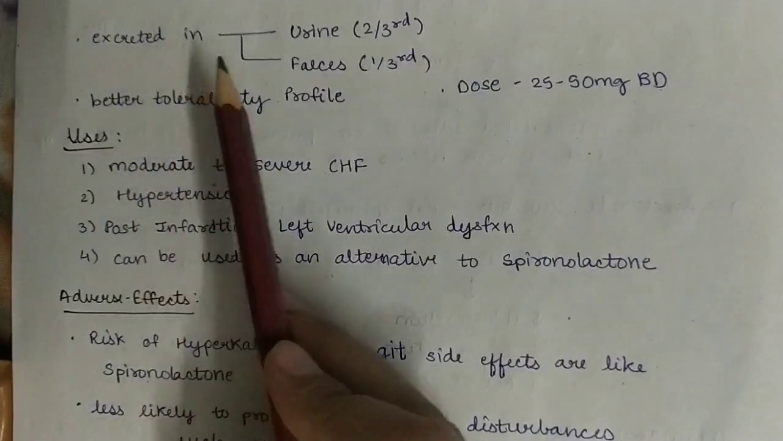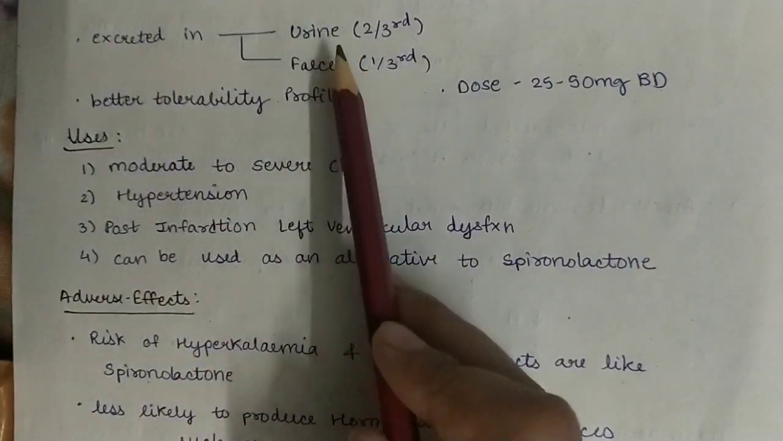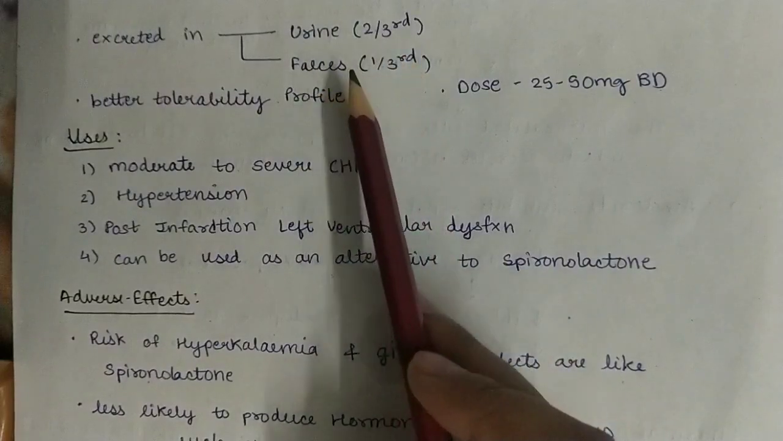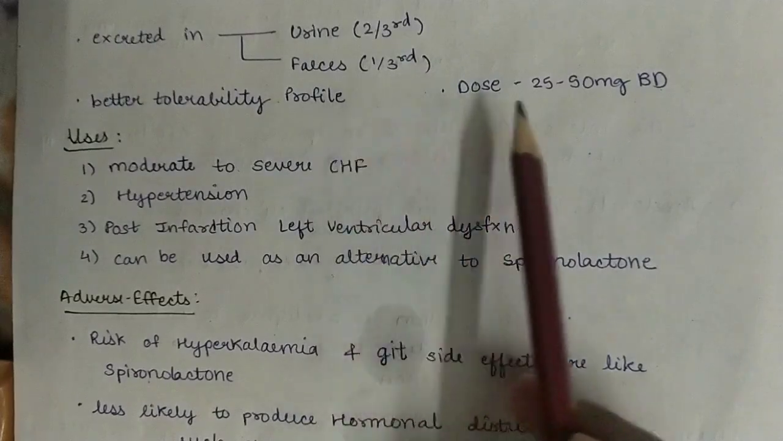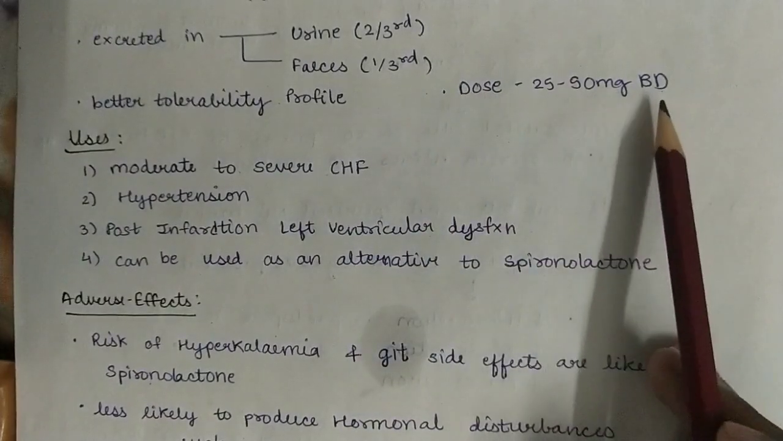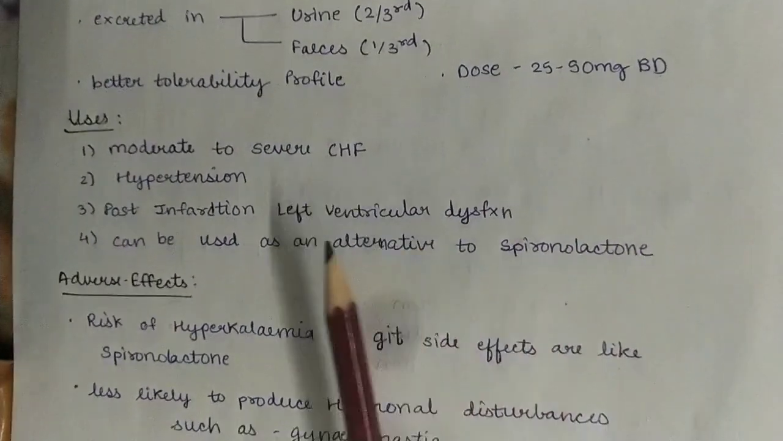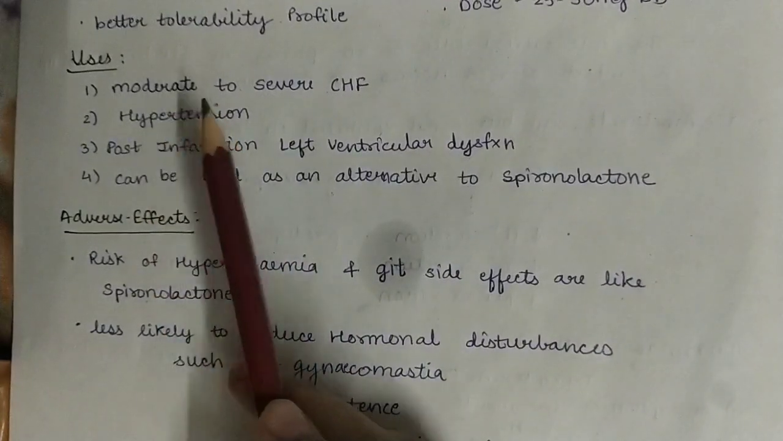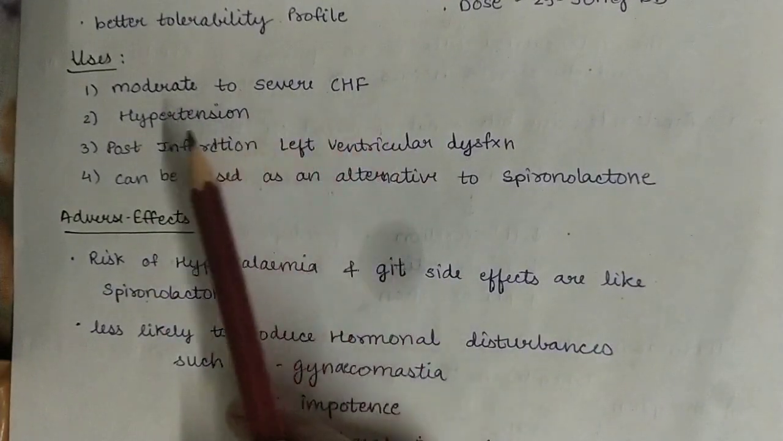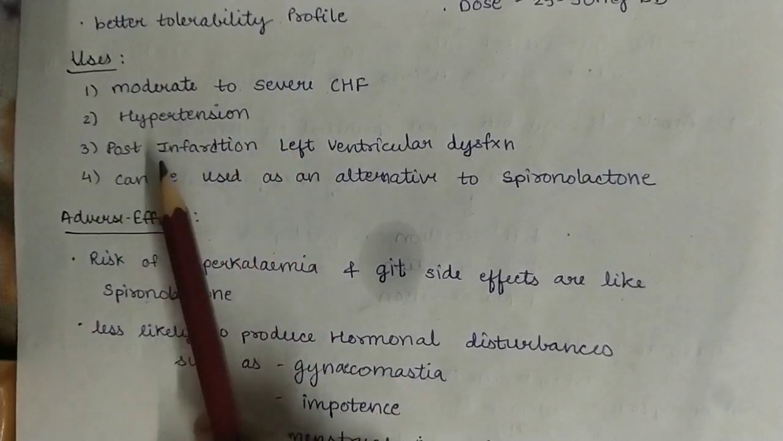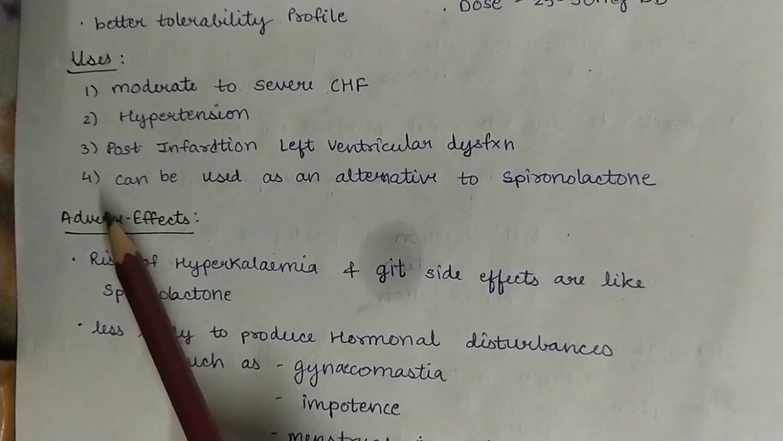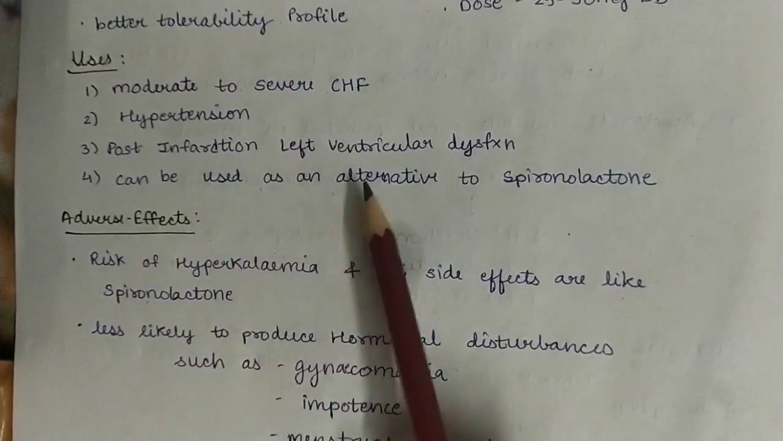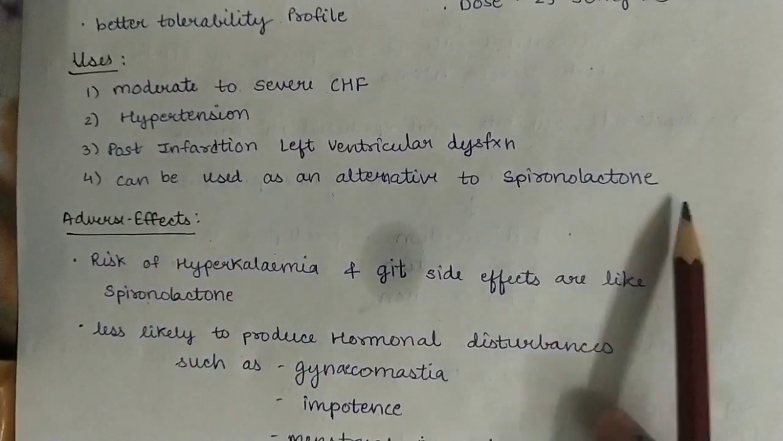They are excreted in urine and feces. In the urine, 2/3 and in the feces 1/3. Better tolerability profile. Dose is 25 to 50 mg BD, that is twice a day. Uses: first, moderate to severe CHF. Second, hypertension. Third, post-infarction left ventricular dysfunction. Fourth, can be used as an alternative to spironolactone.